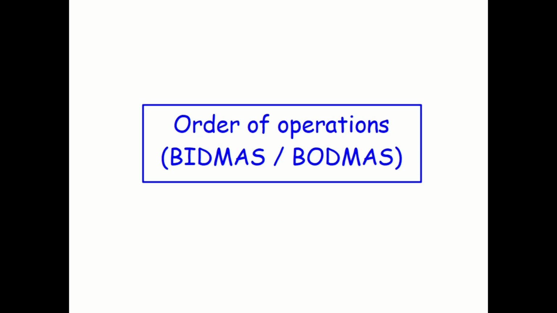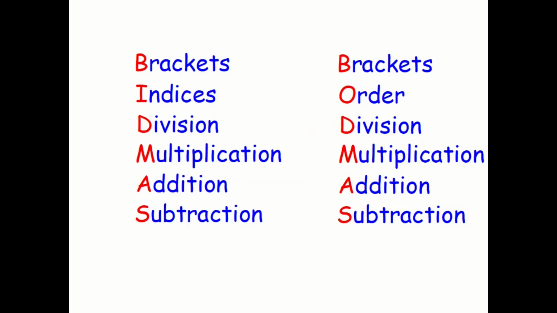So what does BIDMAS or BODMAS stand for? They both mean exactly the same thing, it's just that the I and the O are sometimes referred to as different things. So the B stands for brackets, the I stands for indices, sometimes referred to as O for order, the D is for division, the M is for multiplication, the A is for addition, and the S is for subtraction.